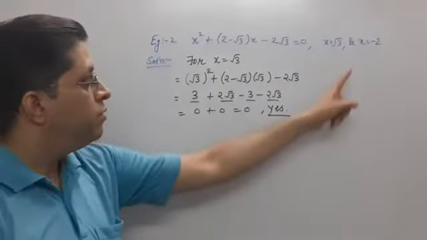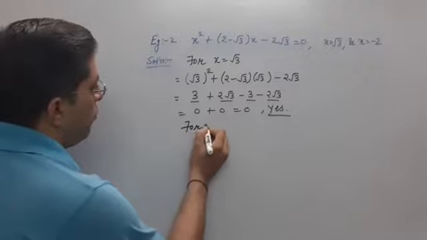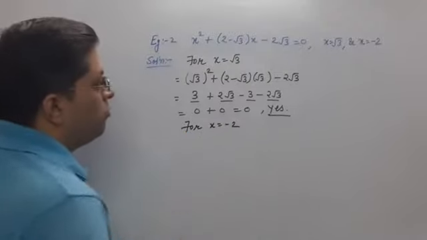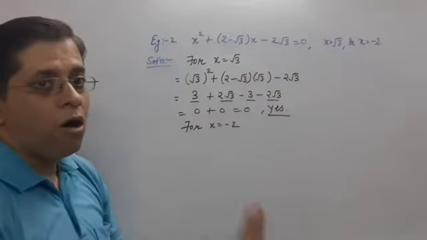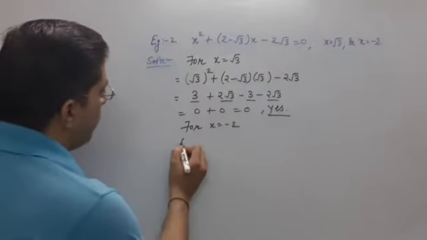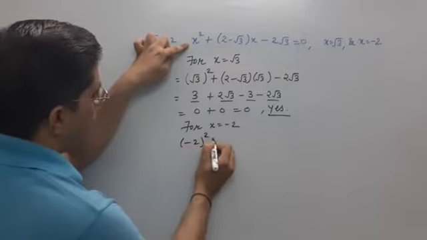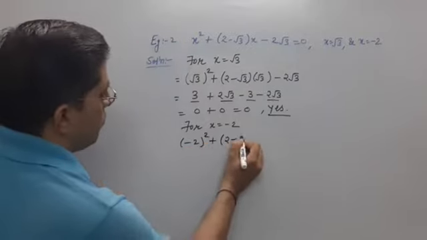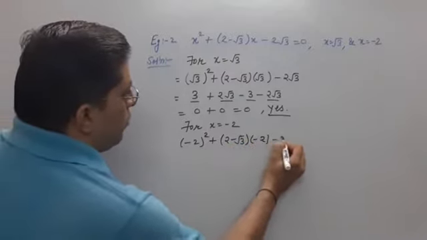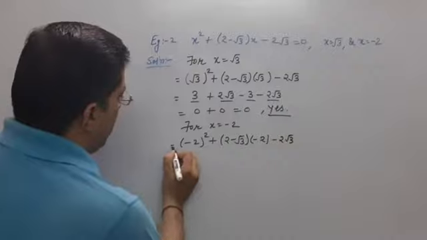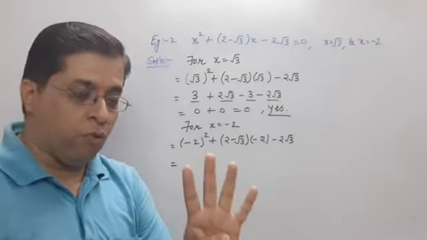One more is x equal to minus 2. For x is equal to minus 2, we have to check whether this is a solution of this or not. For that, what to do? You have to put minus 2 in place of x. Then put minus 2 here, minus 2 root 3. Now see here, minus 2 into minus 2 will come 4.